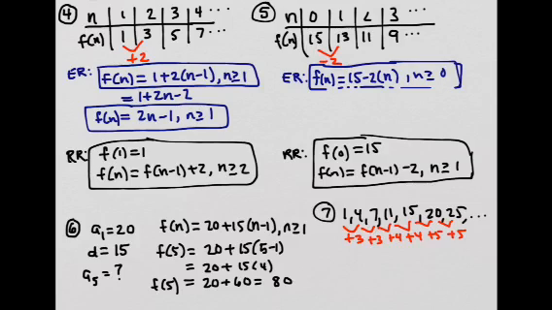Alright, so number 7 is not arithmetic because there's no common difference. There are a couple of 3's right here, a couple of 4's, a couple of 5's, no common difference. So this is not arithmetic because there is no common difference.